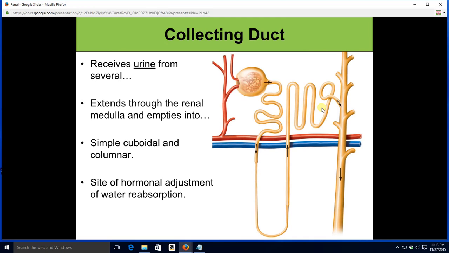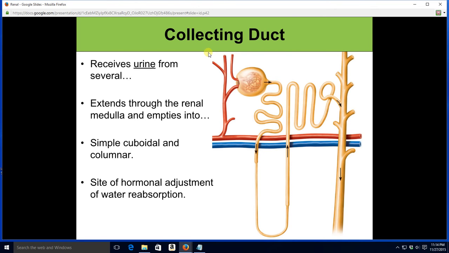All right, then we flow into the collecting duct. Here's a big collecting duct. Remember, about 100,000 of these, while there's about 1,000,000 nephrons. So we're going to have multiple distal convoluted tubules here emptying into the same collecting duct. The collecting duct is going to go through the renal medulla, through the pyramids. They're going to combine and make bigger and bigger ducts, eventually terminating at the renal papilla. Mostly cuboidal and columnar epithelium in here. And we're going to do some final reabsorption of water depending on our hydration levels in the collecting duct.